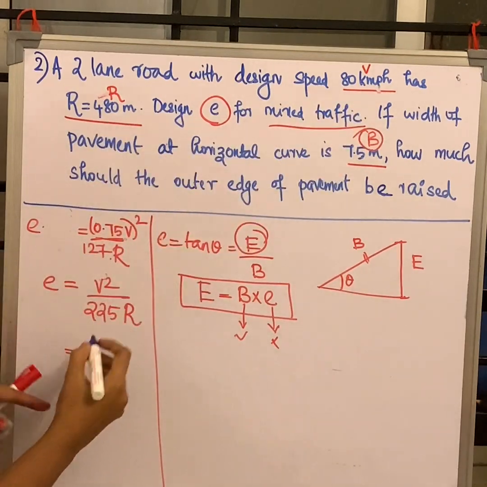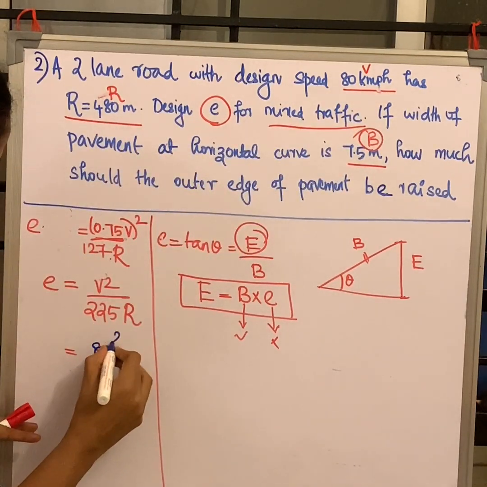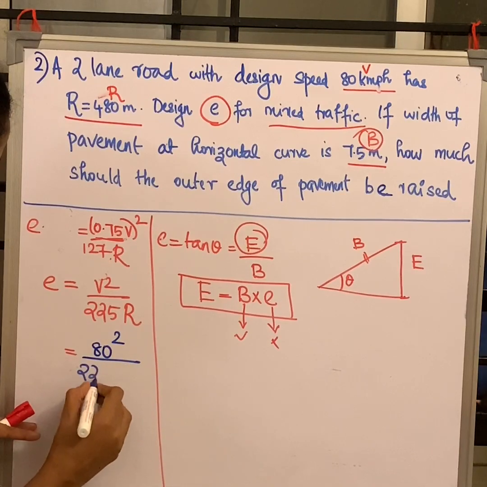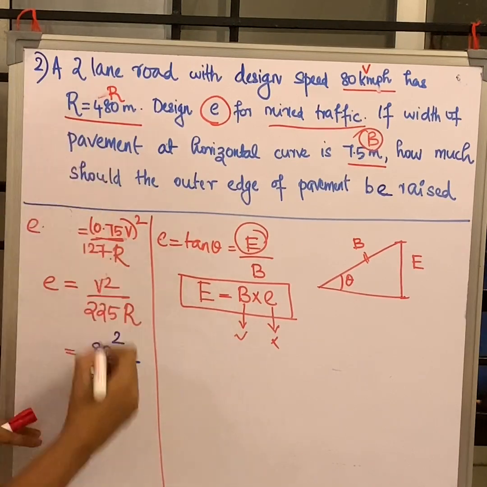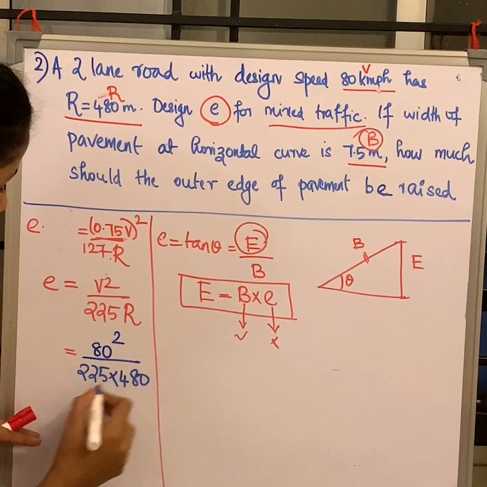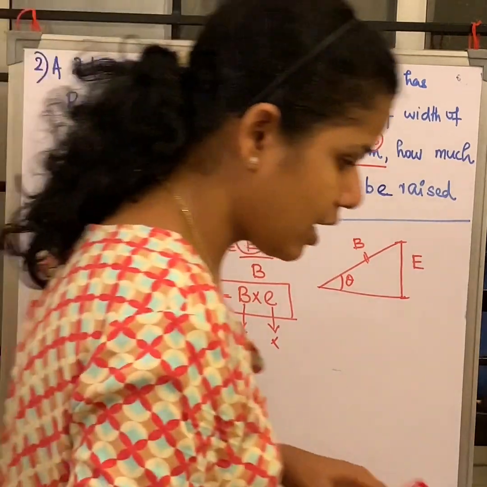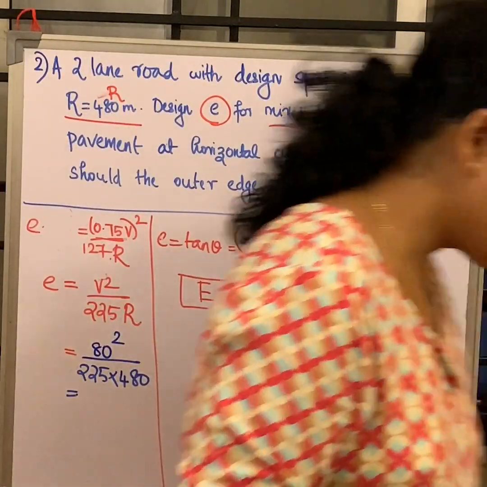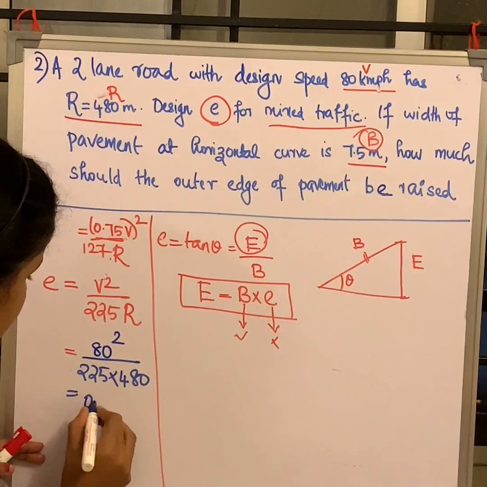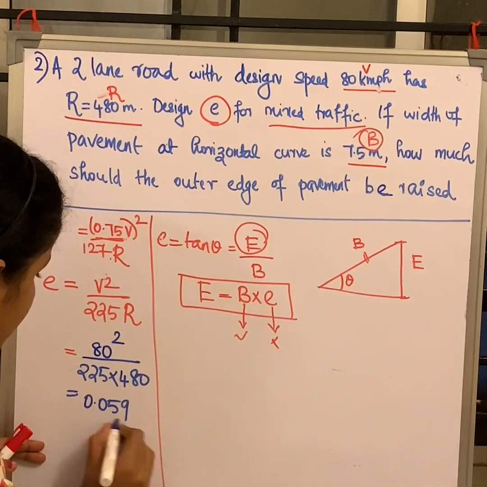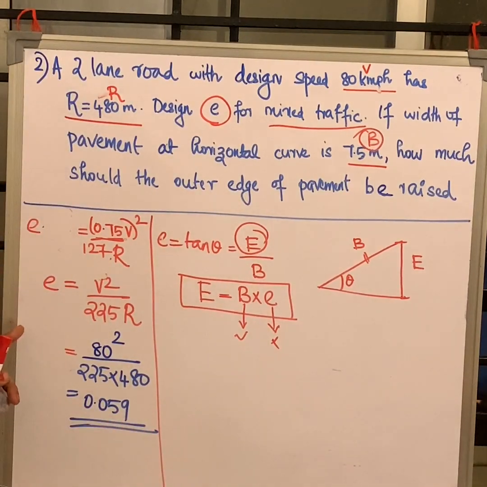Those two values we have, so directly substitute it: 80 square divided by 225 into R equal to 480 meter. The answer you should get is 0.059. This is the super elevation value.